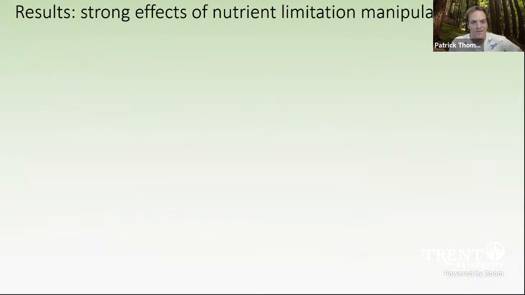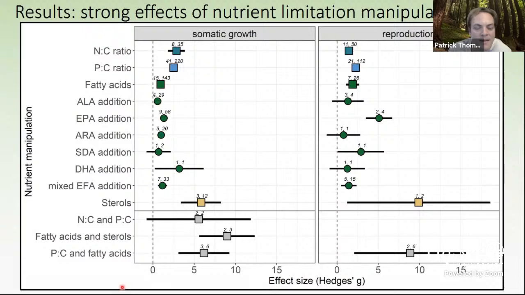And here's a very quick summary of some of the results. On the x-axis is the effect size for these more controlled manipulations in terms of the Hedges' g, split between somatic growth and reproduction. And basically the story is that everything has strong effects. So alleviating limitation of nitrogen, phosphorus, fatty acids, and sterols all has strong, significant positive effects. Individual fatty acids have effects, as well as summarizing as bulk fatty acids. Maybe there's a bit more of an effect of fatty acids for reproduction relative to somatic growth. But this is the broad overview.